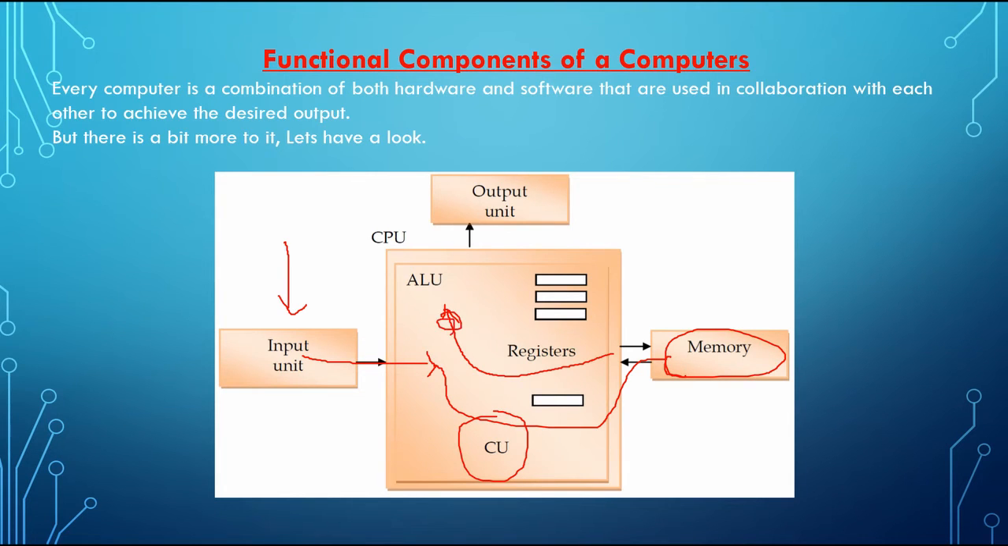And let's just say this is the data that we have fetched, the ALU would work on the data, then it would provide the output, which would be sent to the output unit here. Then the output unit would convert the computer language into whatever language would be understandable by a human. So that's what the output unit does.